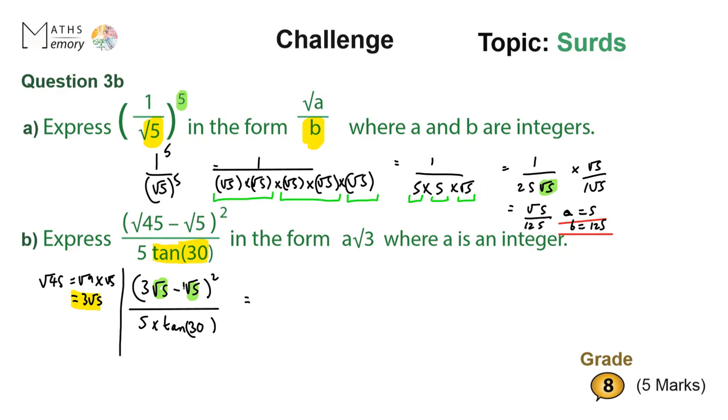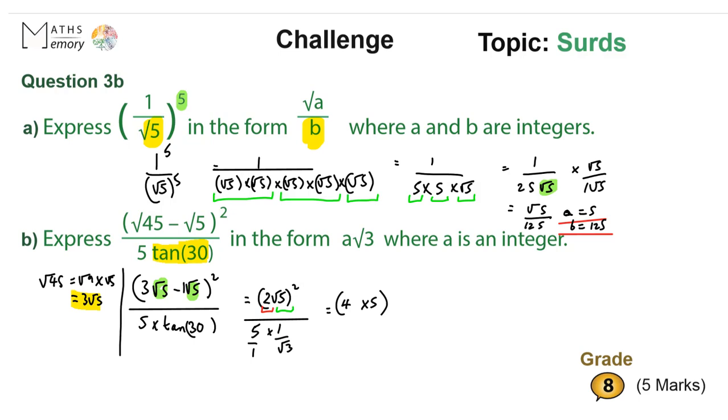3 root 5 minus 1 root 5 is simply 2 root 5. So 2 root 5 squared, the whole thing over 5 times tan 30. Now tan 30, you should know, is 1 over root 3. So we're going to write 5 times 1 over root 3 over here and put a little 1 there to make it the same. Let's use our numbers. I'll put a little red box over here and a green box over here to now expand 2 root 5. 2 root 5 squared will be 2 squared, 4, times root 5 squared, 5, and that will be on your numerator.